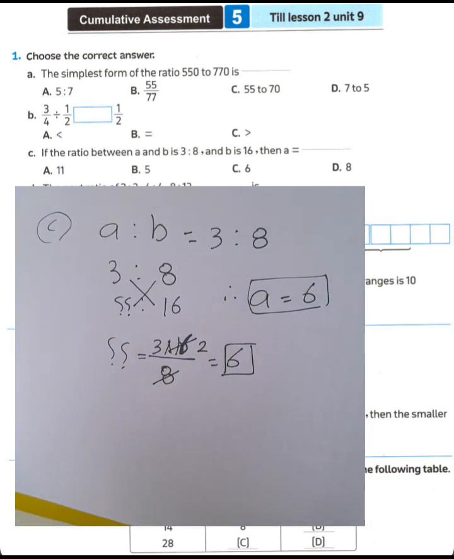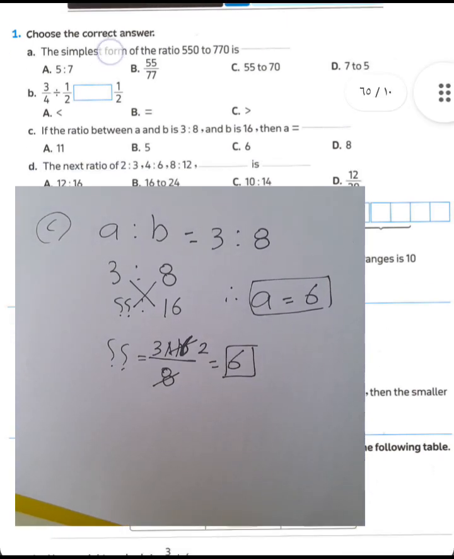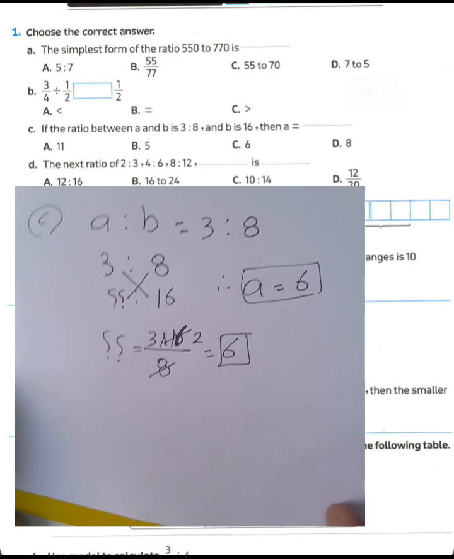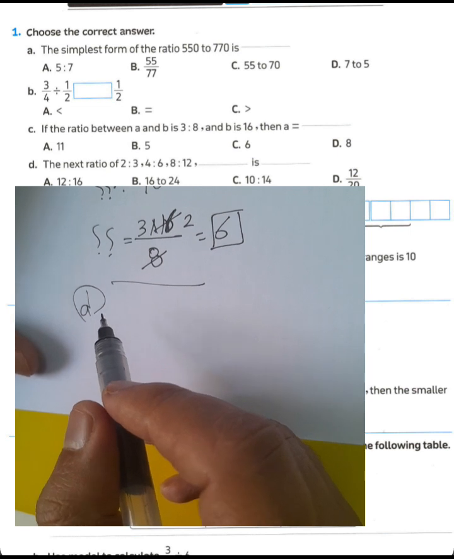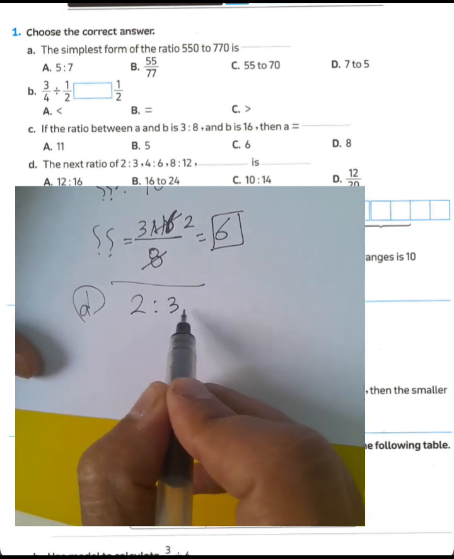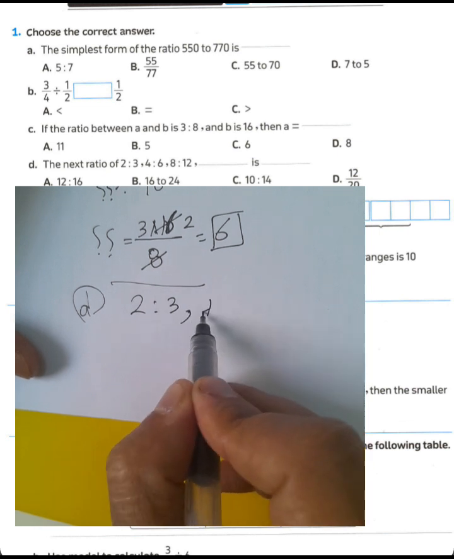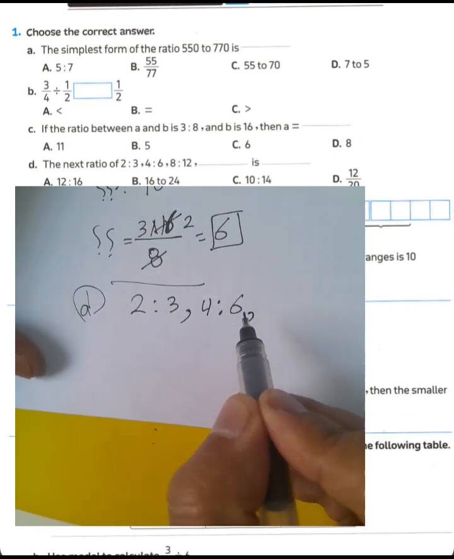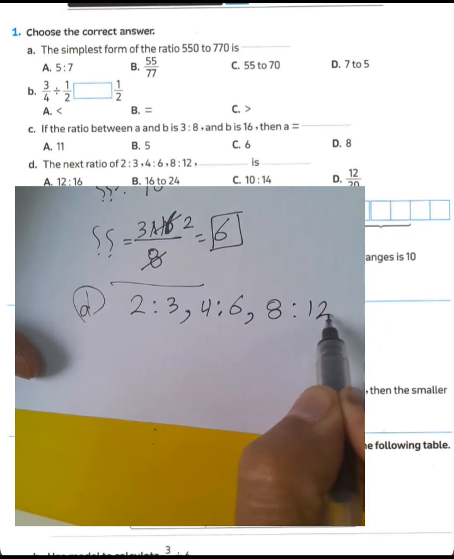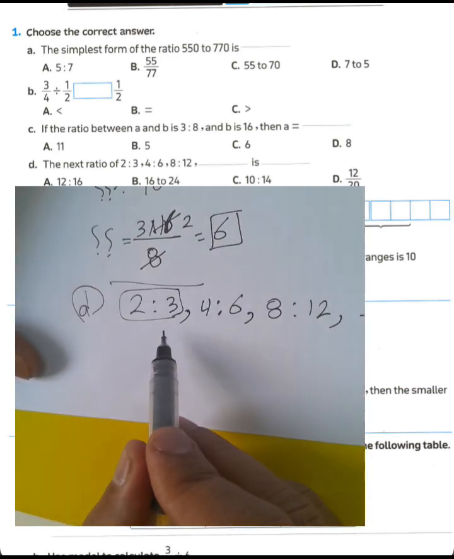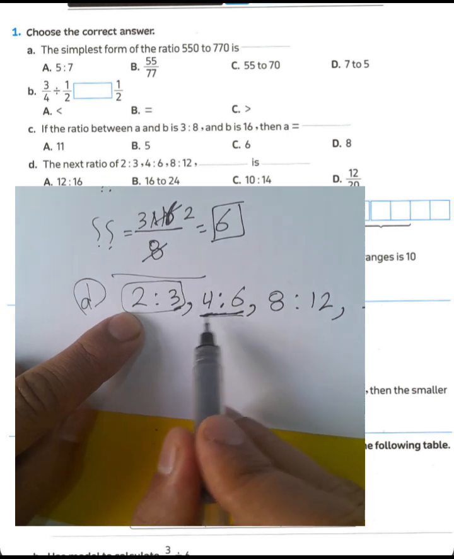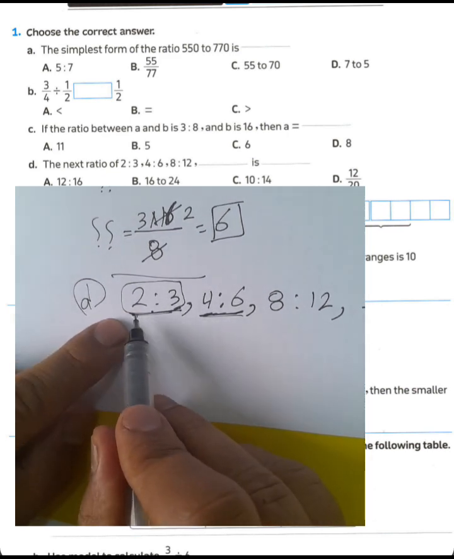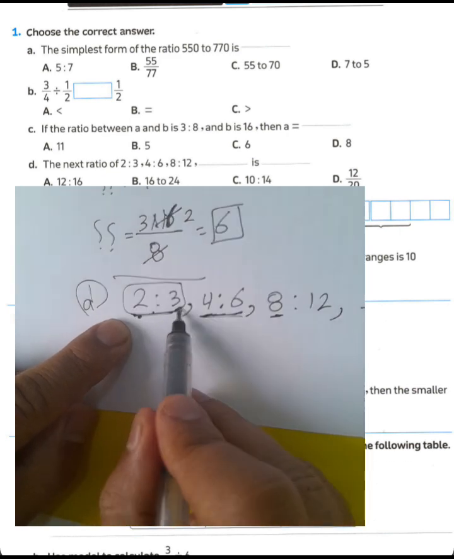Question letter C, choose letter C. Question letter D: which of the next ratios is equivalent to 2 to 3? We have 4 to 6, 8 to 12. We have 2 over 3. 2 times 2 equals 4, 2 times 3 equals 6. And here 2 times 4 equals 8, 3 times 4 equals 12.